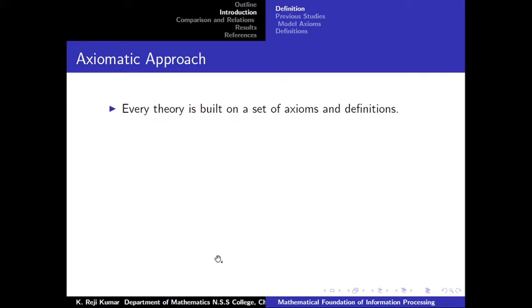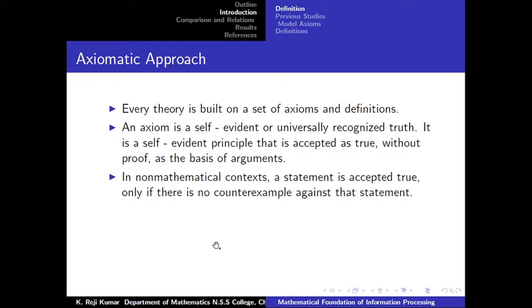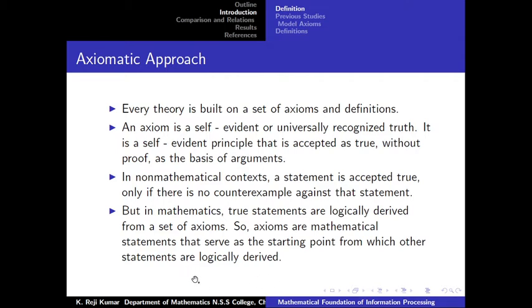Next, we are going to discuss an axiomatic approach to the problem of representation of consciousness. Every theory is built on a set of axioms and definitions. An axiom is a self-evident or universally recognized truth. It's a self-evident principle that is accepted as true without proof. It's the basis of all arguments in a theory. In non-mathematical contexts, a statement is accepted as true only if there is no counterexample against it. But in mathematics, true statements are logically derived from a set of axioms. So, axioms are mathematical statements that serve as the starting point from which other statements are logically derived.